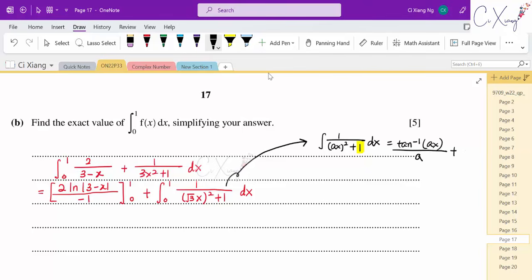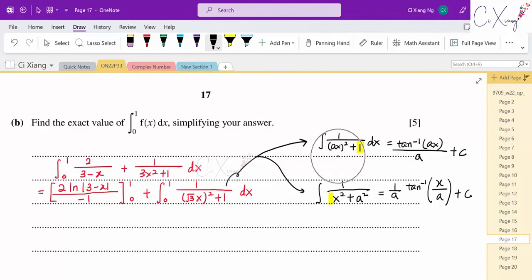This is one way. Another way is you can also choose to rephrase it to become 1 over x squared plus a squared, where you have to ensure that the coefficient of x squared is a 1. Then when you integrate it, you will have 1 over a tangent inverse x over a. So there are basically two types of solution that you can apply for this case. For me, I will rephrase it into the first pattern here, where it will be 1 over ax squared plus 1.